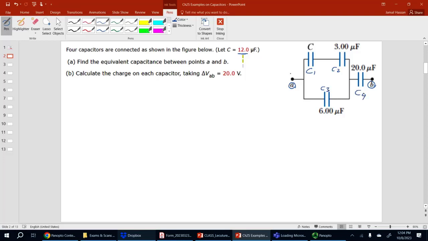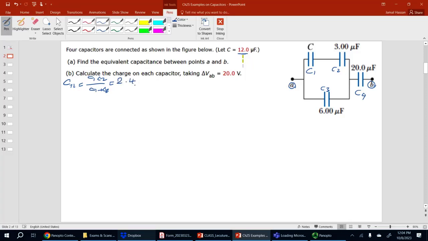So C1 and C2 are in series, so basically C12 is equal to C1 C2 divided by C1 plus C2, right? So in that case, we have the value of 12 times 3 divided by 12 plus 3. I think the answer is equal to 2.4.